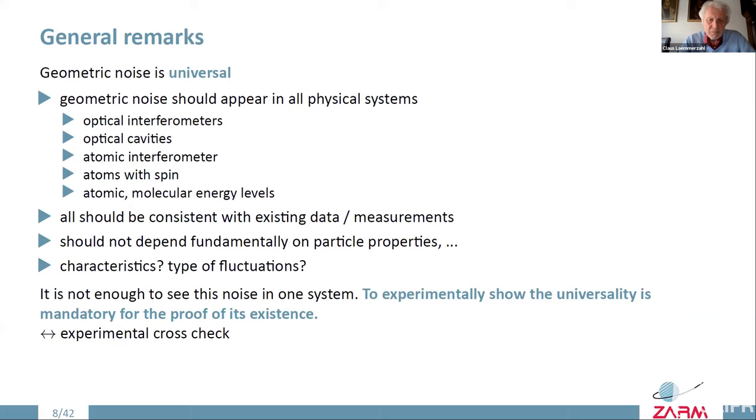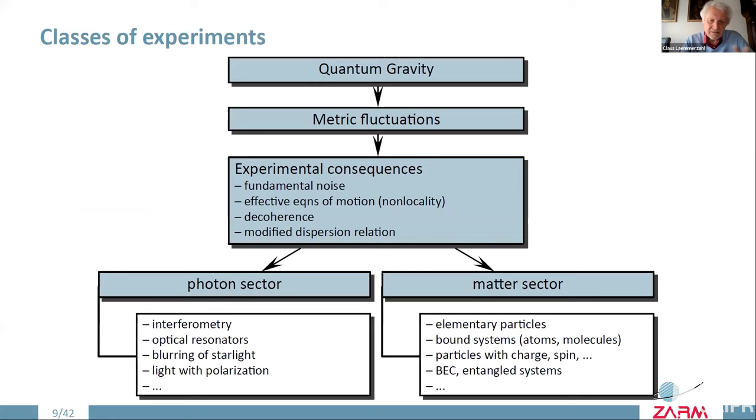There should be a universality of the fluctuations in their effects on interferometry, on cavities, on atoms and spin, and so on, because the geometry is a coupling to all these material systems. Therefore, in order to really identify space-time fluctuations, one has to observe this in many, or at least two, independent material systems, for example, in photons or in electrons or atoms and so on. So we have all these consequences, and then we can check the photon sector and the matter sector, and this is what we are going to do now.